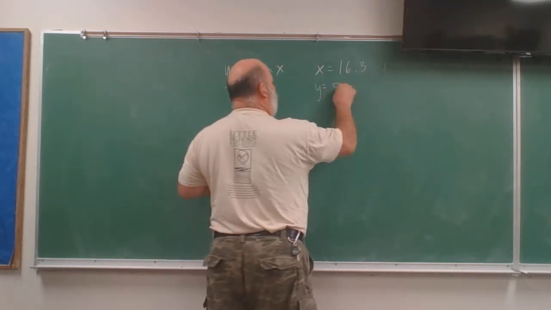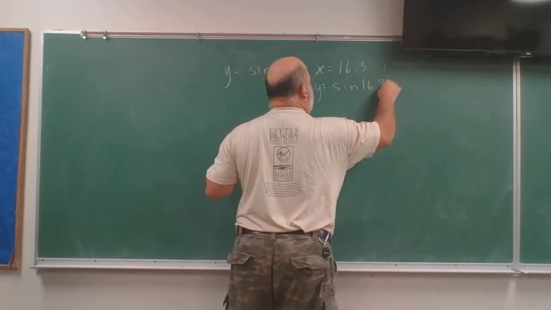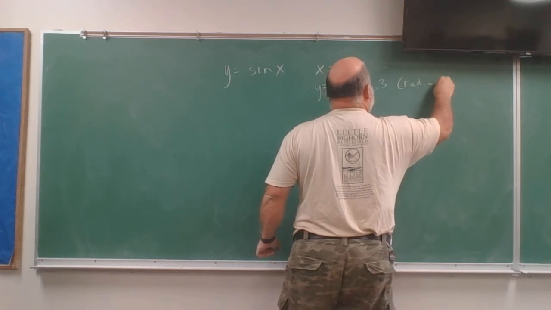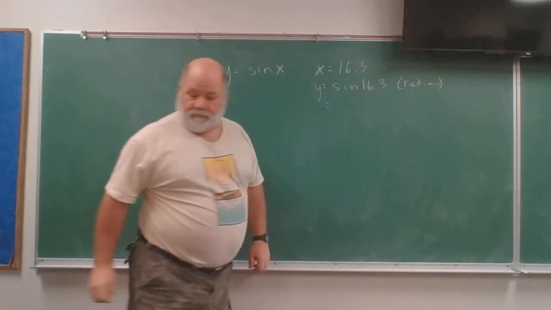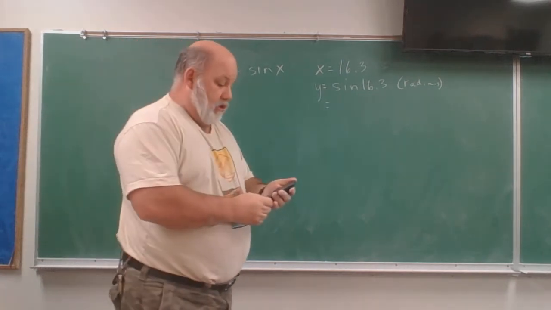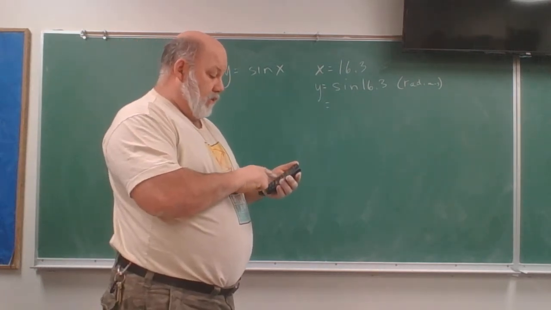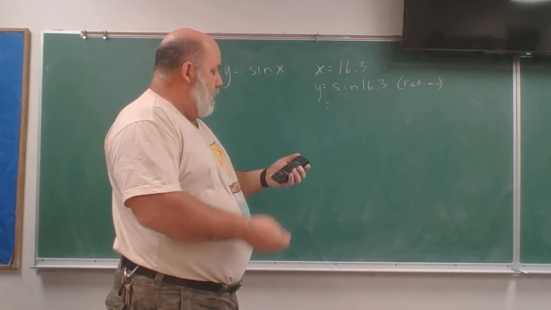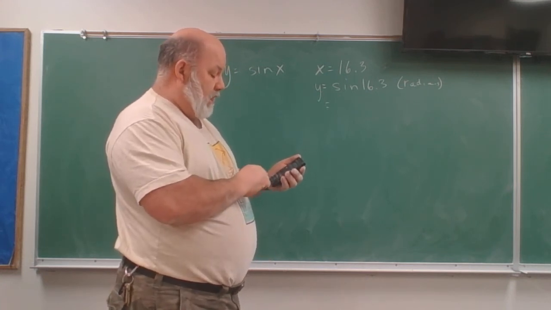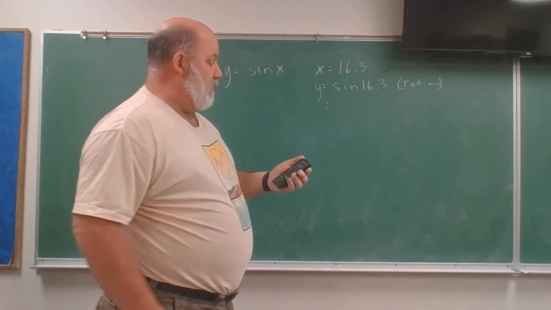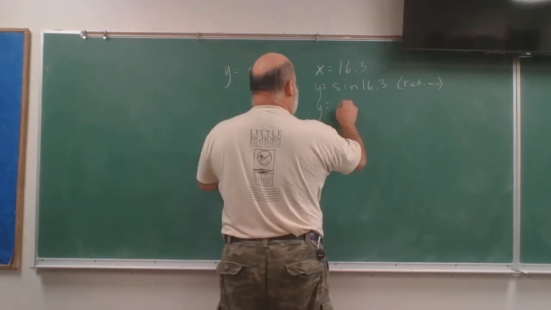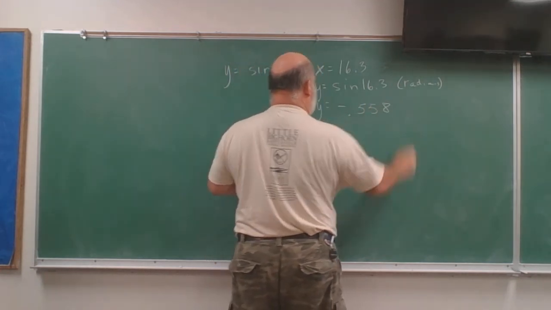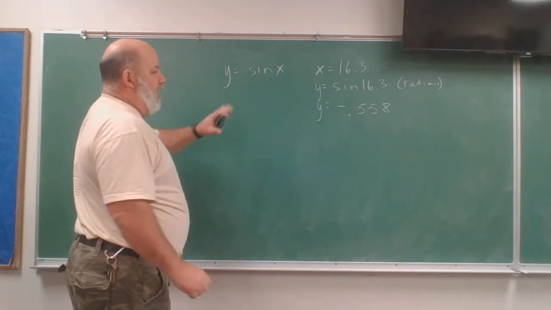I'm going to plug it in here. Y is going to be the sine of 16.3. Don't forget, use radians. Let's go ahead and solve for that right now. Using my calculator, again, make sure I'm in radians. Mine has switched to degrees automatically, so I've got to check it every time. So I'm going to go 16.3, then take the sine of it, and I get that y equals negative 0.558. Okay? I've got my point.